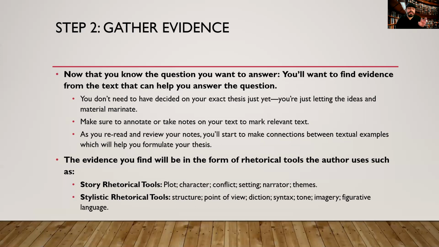And the kinds of evidence you're going to be pulling from the text are these small pieces, these rhetorical tools we mentioned earlier that compose the overall work. So here I've divided them into 2 categories. There are story rhetorical tools. These are such elements as plot, character, conflict, the narrator, and themes in the work. And there are stylistic rhetorical tools such as structure, point of view, diction, syntax, which is sentence structure, tone, imagery, and figurative language.